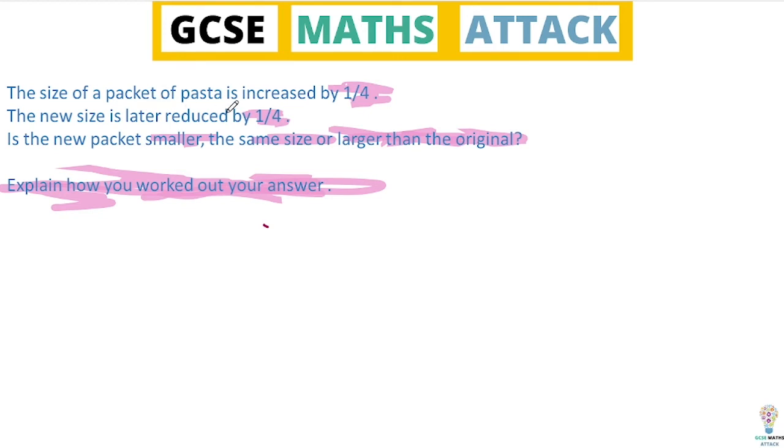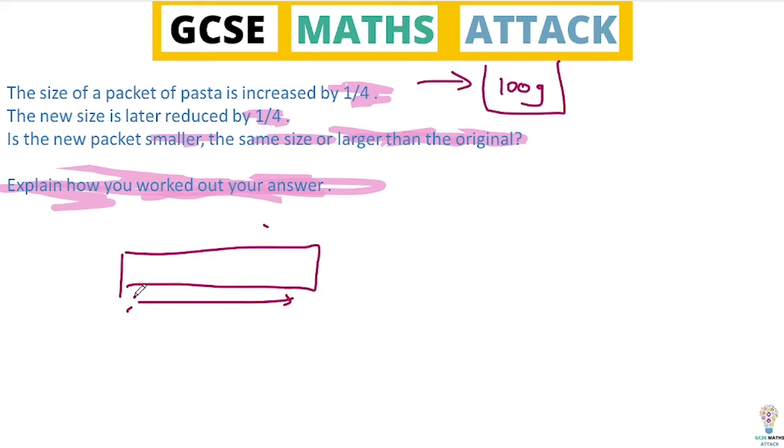So the size of a packet of pasta is increased by a quarter. Are we told how big the pasta is? No, we're not. So we're going to make a number up. The number I'm going to use is 100 grams. So this is the size of a pasta, and I've just made something up. So I'll use 100 because I feel like 100 is easy to manipulate. Now, if your pasta is 100 grams, so from here to here, and you're going to split that into quarters, so 4 pieces. So you've got 100 divided by 4, which is 25. You know that each piece is worth 25.